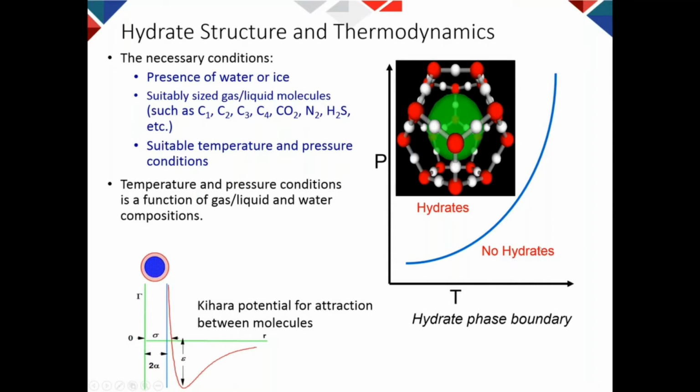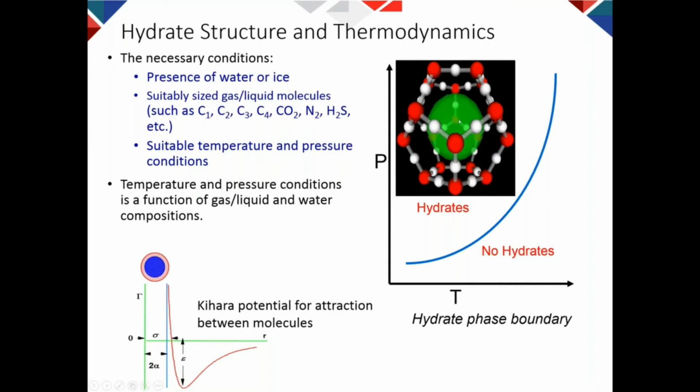To the right, we don't have hydrate. To the left, we have hydrate. Now the position of this curve depends on the composition of the hydrocarbon phase and the composition of the water phase. Now, relatively, the position of the water molecules in this structure is fixed. So how close the gas molecule is to the water molecule depends on the size of the gas molecule.